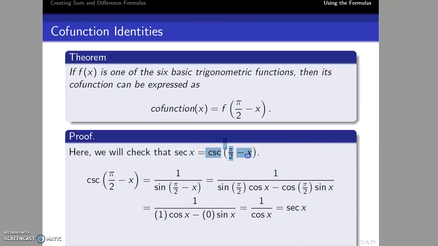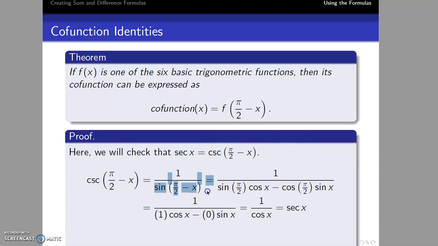We're going to start with the more complicated side, as we have been doing. We're going to write everything in sines and cosines, as we have been doing. And now we're going to apply an existing identity, as we have been doing. So cosecant is now 1 over sine. Having done that, we'll worry about what's inside the argument of sine. I see a difference of 2 angles, angle 1 being pi over 2, the other being negative x. I will then use my difference formula for sine, alternatively my sum formula for sine, accounting for the evenness and oddness of sine and cosine.